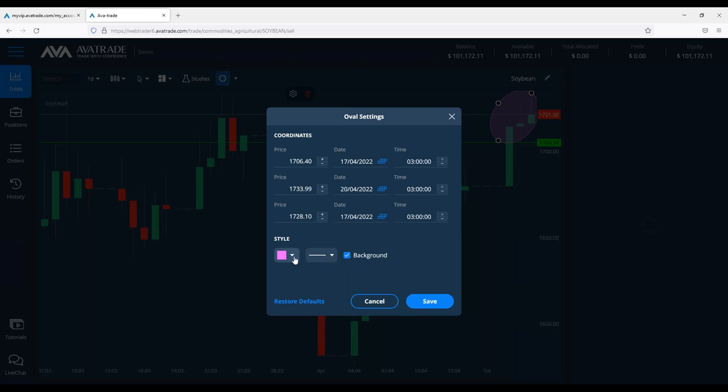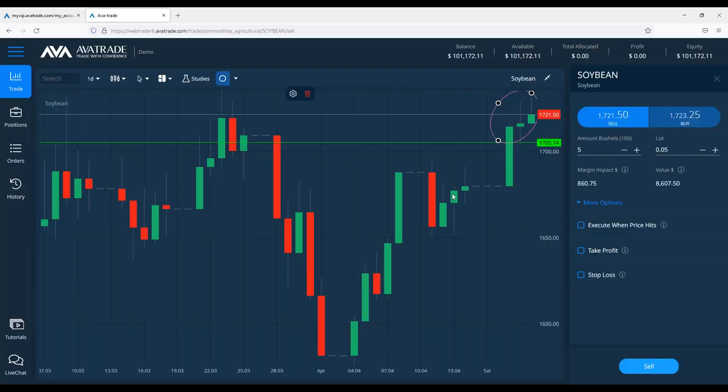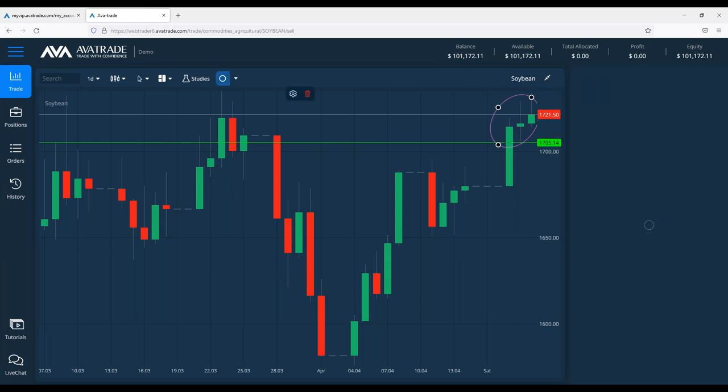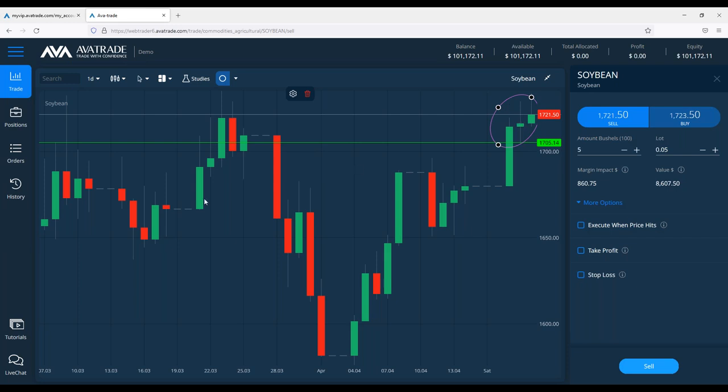Okay, what do we see in this bubble? What do we see here in the bubble? Okay, this is a bullish trend, guys. This is a bullish trend, what we see here.